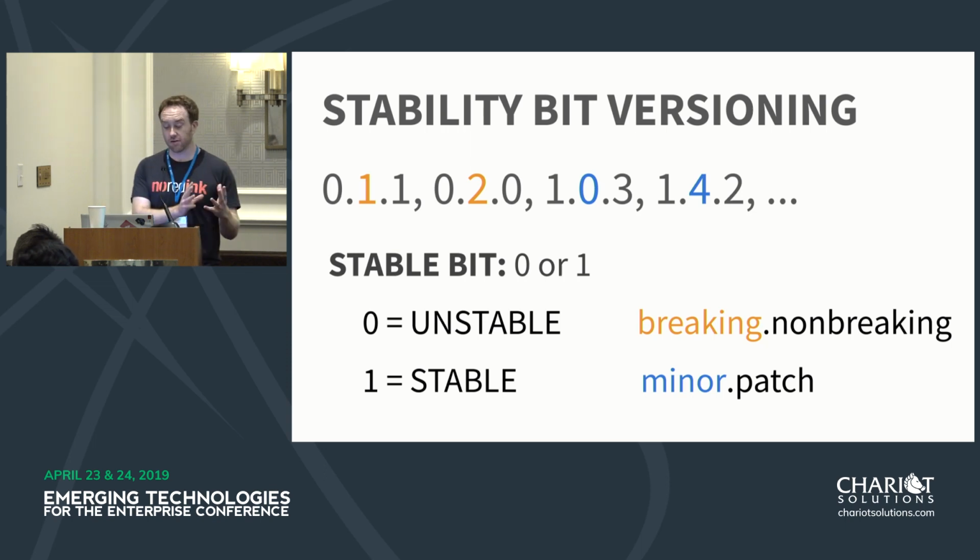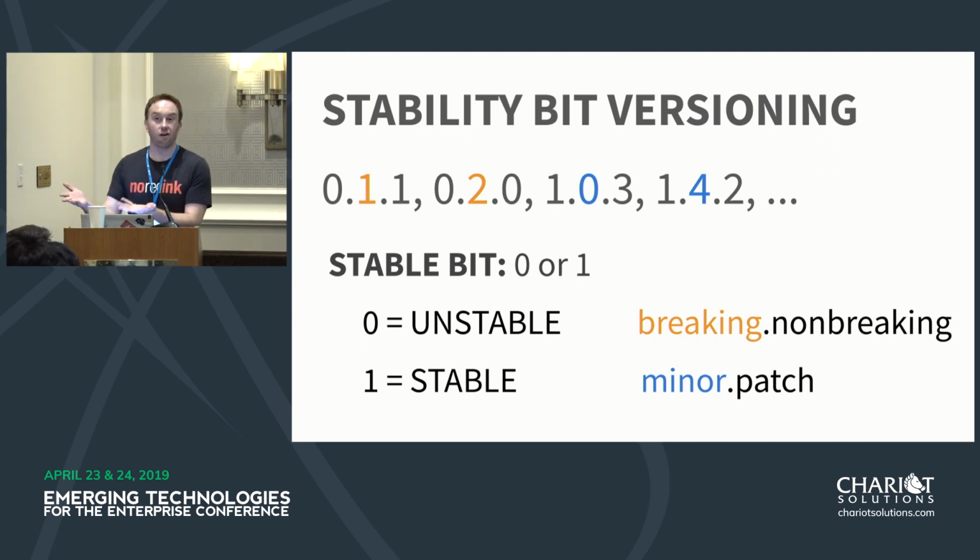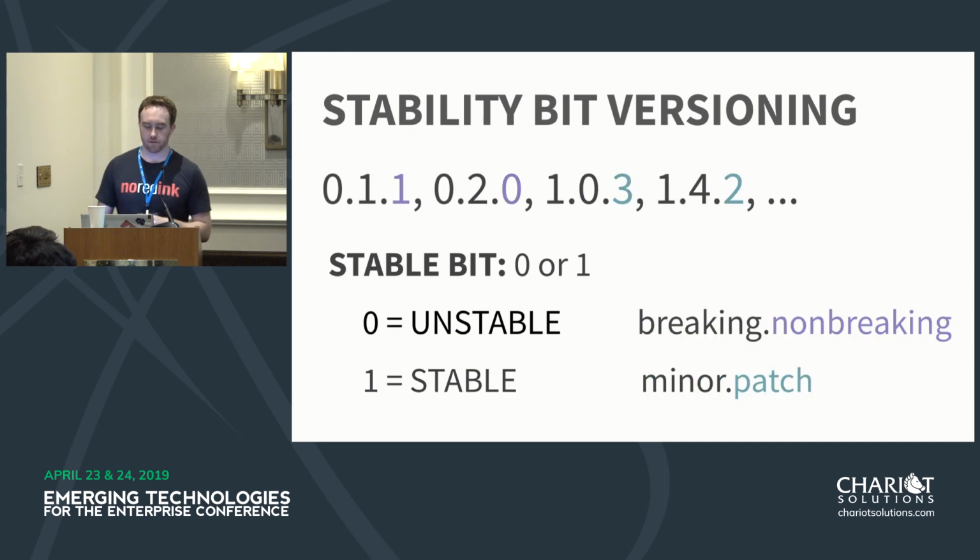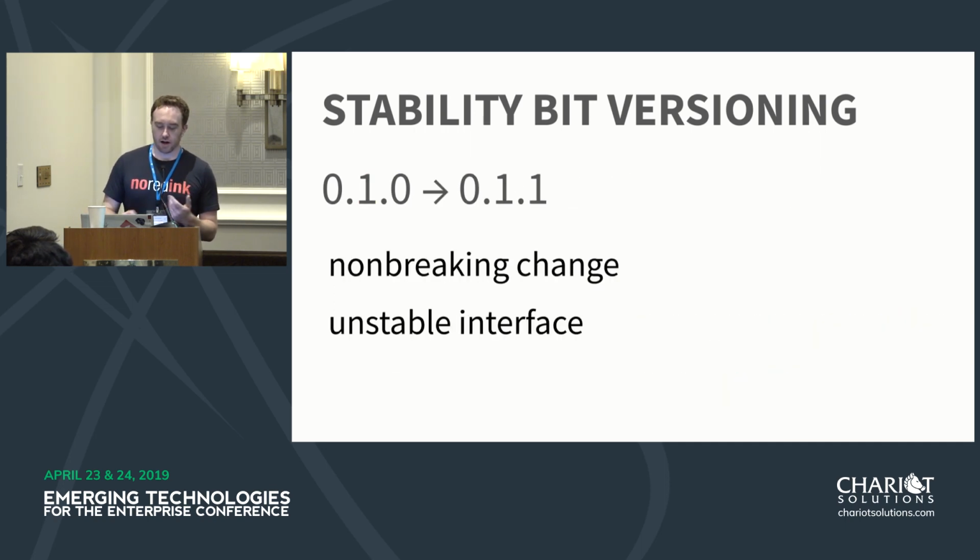If the first digit is 0, then the second digit signals whether a change is breaking. So you can say between 0.1.1 and 0.2.0, that's a breaking alpha release. It's sort of like semver shifted over by 1. And then if it's a 1 in the first position, then it's minor and patch, just like normal semver. So as an example, this would be a non-breaking change, but it's saying this is an unstable interface.